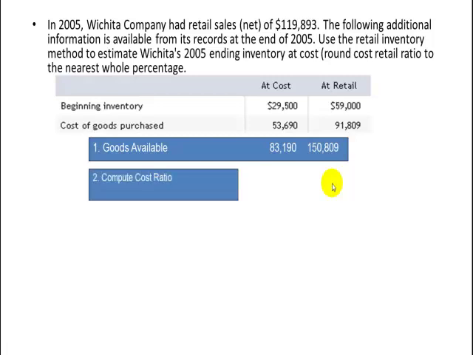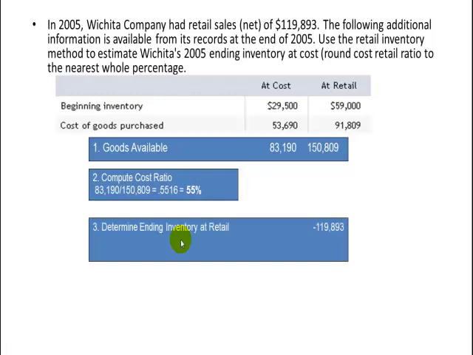Step two is to compute what's called a cost ratio. That is, how do these two numbers relate to each other? You can do that by taking a percentage, rounded to the nearest whole percent, which is what your problem wants you to do. It looks like the cost of this merchandise as it relates to retail was about 55%. So that's step two.